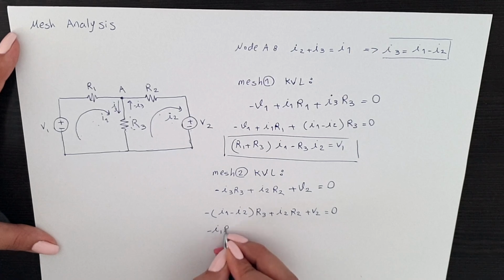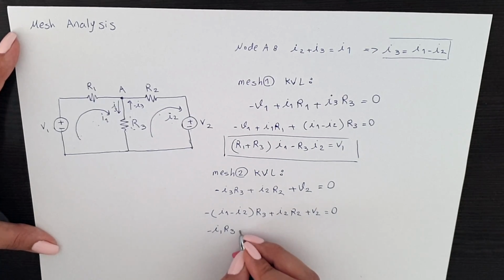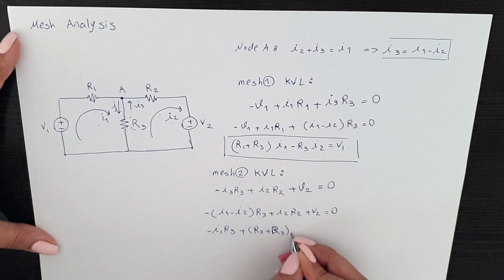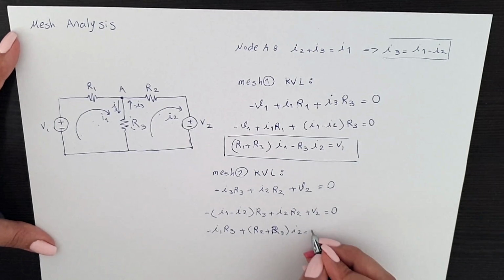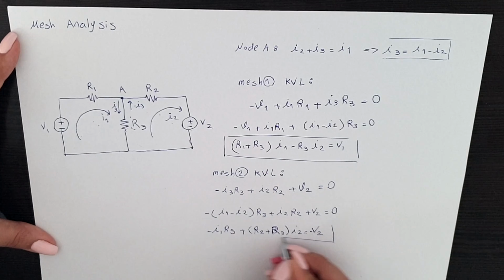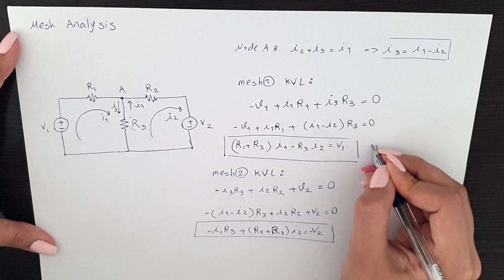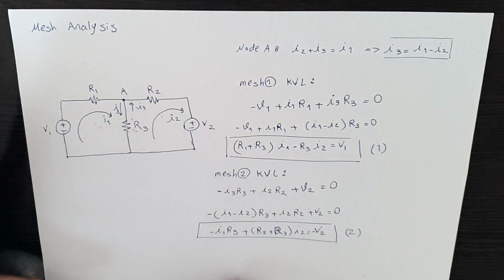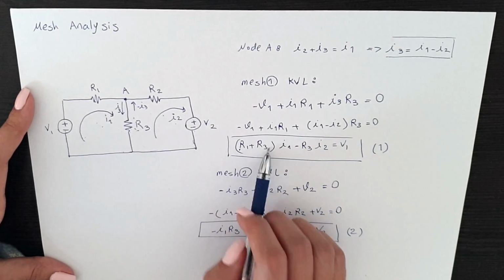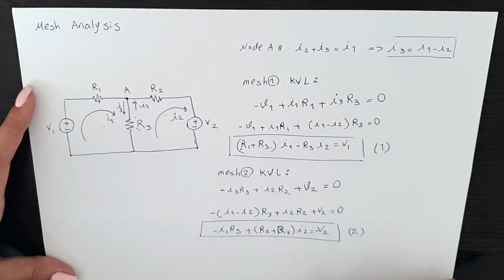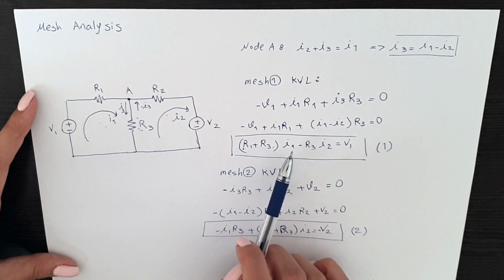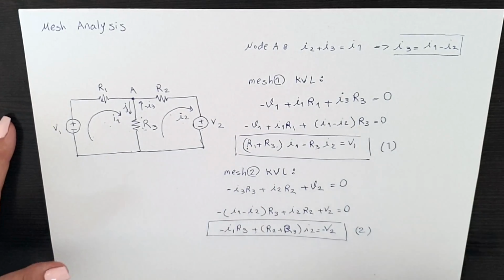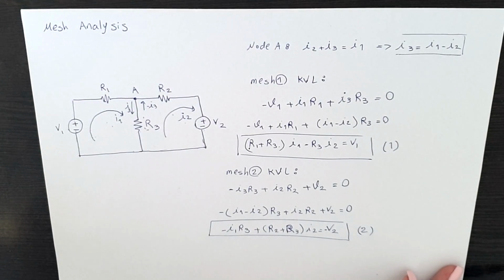Minus I1 R3 plus (R2 plus R3) I2. I'm going to take V2 to the other side, so it is equal to minus V2. So we have one equation and a second equation, and according to these equations we can find I1 and I2. If we are in a question where we have all our resistances and voltage sources, we know the numbers for everything. The only variables that we don't know are I1 and I2, and we have two equations from these two different meshes so that we can find out their numbers.